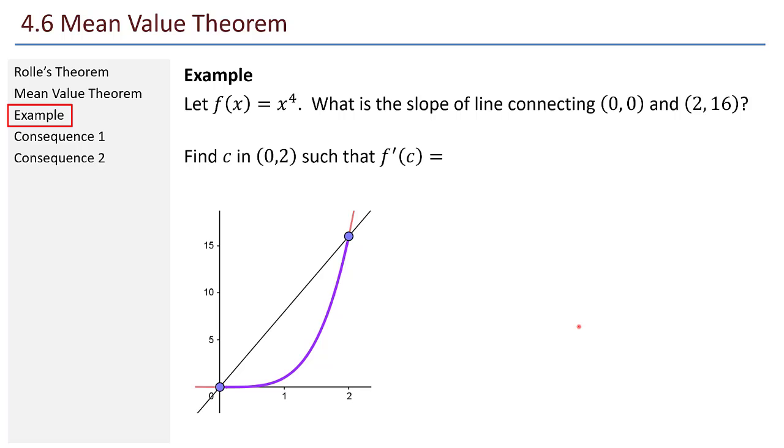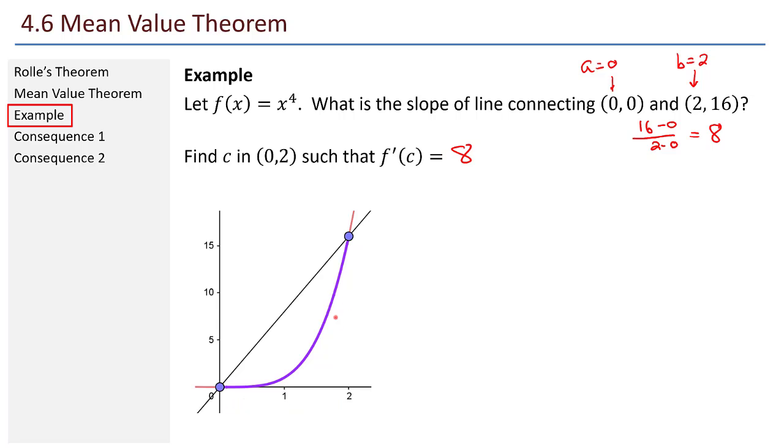Here's an example with some calculation. Let f of x equal x to the 4. What is the slope of the line connecting (0, 0) and (2, 16)? So my a is going to be the 0, the x value there, and b is the 2. Change in y over change in x, so 16 minus 0 over 2 minus 0 equals 8. So the slope of that line is 8. By the mean value theorem, there's some c somewhere in between 0 and 2, such that f prime of c equals 8. Can I find that number?